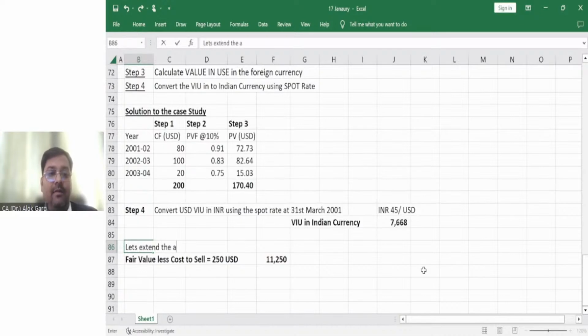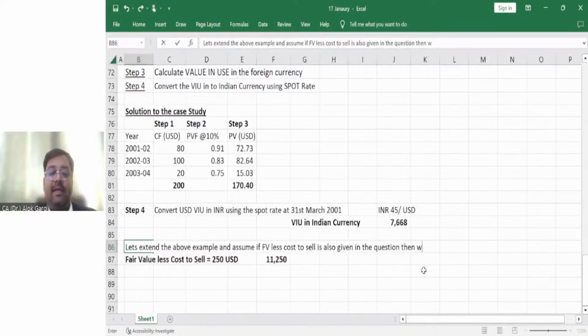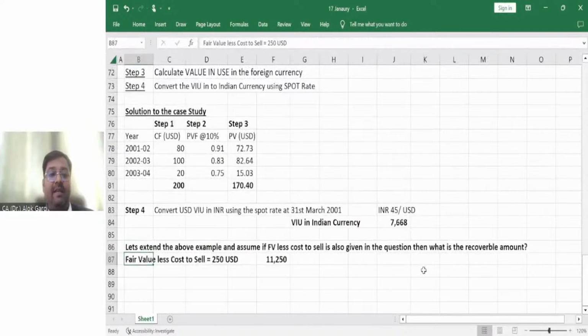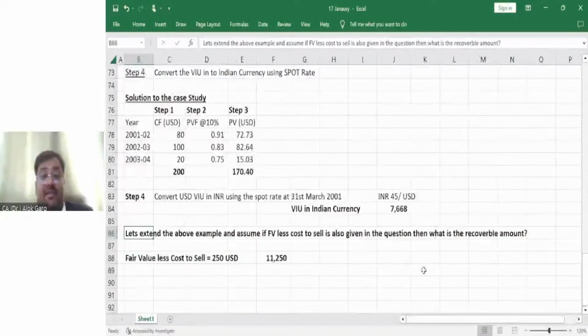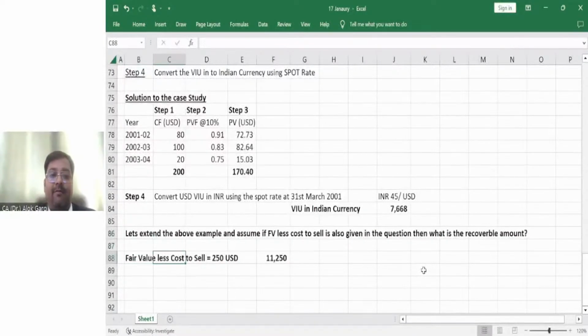So let's extend the above example and assume the fair value less cost to sell is also given in the question. Then what is the recoverable amount? This is so that you will not get confused when you see this Excel file after 1 month, 2 months, 3 months. You will be able to understand that I have assumed and extended this example. So in this case, fair value less cost to sell is 250 USD.